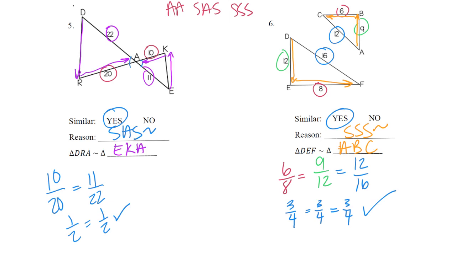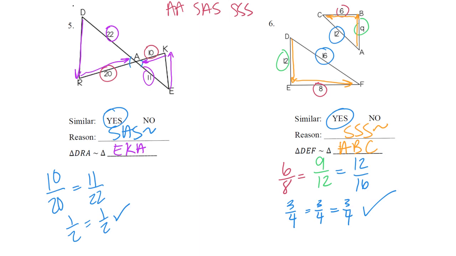On number 6, same thing. Make sure you look at the smallest numbers. I circled them in burgundy, so 6 and 8. Then your next biggest numbers, 9 and 12. And then your biggest numbers on the whole triangle is 12 and 16, and they all match up to simplify to 3/4. And so, yes, they are similar. The reason is side, side, side similarity because we didn't have any angles. And DEF is congruent or similar to ABC.